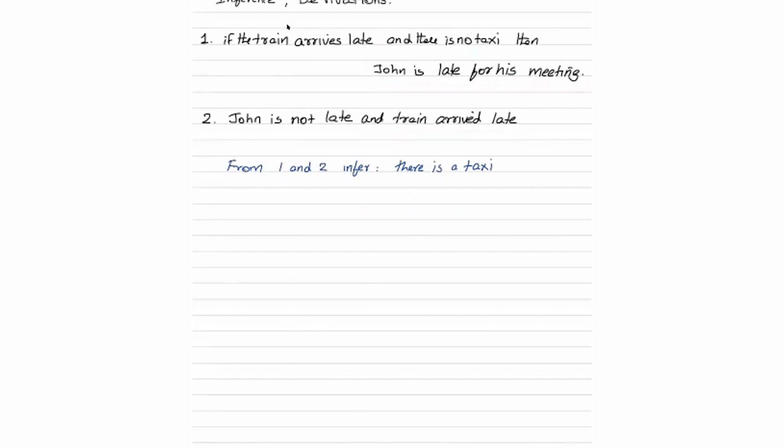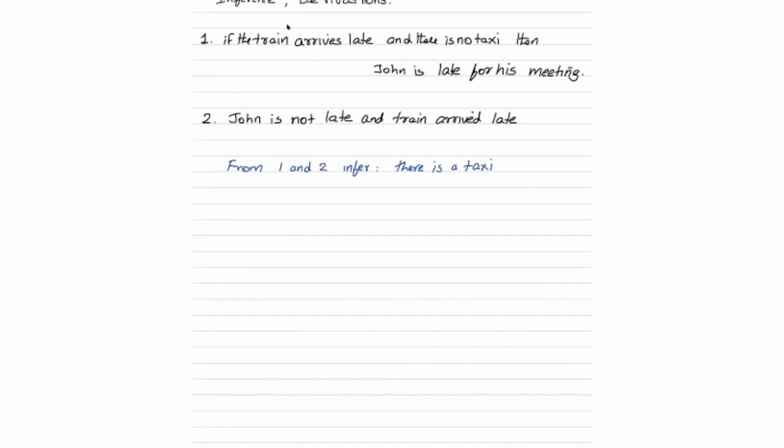Suppose somebody tells you these two statements. What is the immediate inference that you can make? Well, the inference is that there was a taxi at the train station. Without even thinking much, you can immediately infer that John got a taxi. That's why he arrived on time, even though the train was late. These statements don't have anything to do with the train or with John. You can abstract out from this specific instance of train, John, and so on.